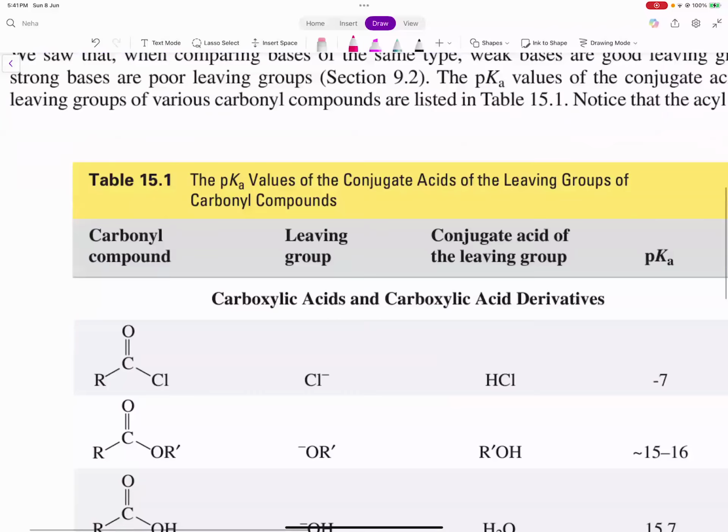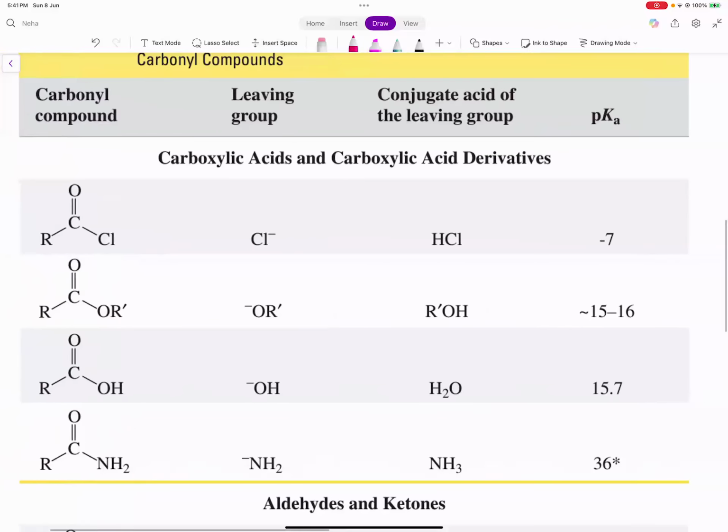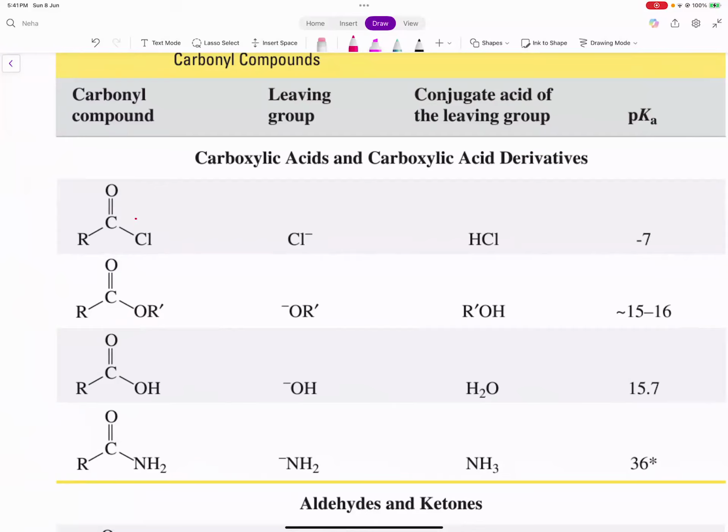So let us look at the leaving groups here. If this leaves, I'll get Cl minus, and if I add H plus, I will get the conjugate acid, which is HCl, right? And the pKa for this is -7. So HCl is an extremely strong acid, so Cl minus is an extremely weak base. In the case of ester, again, it will leave like this. So I'll get R dash O minus, and if I add H plus, I will generate its conjugate acid ROH, and its pKa is between 15 to 16.